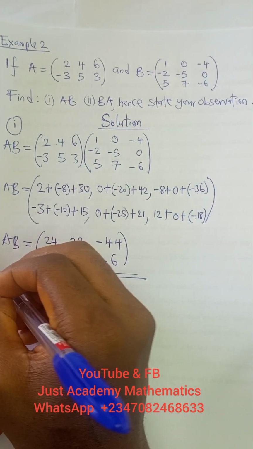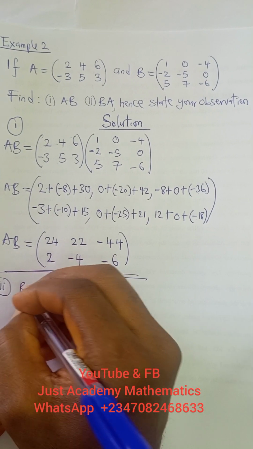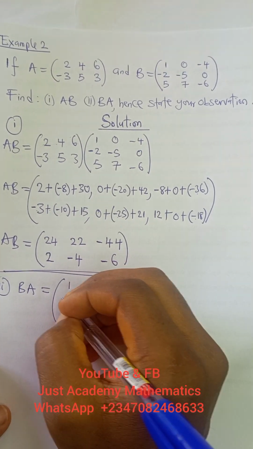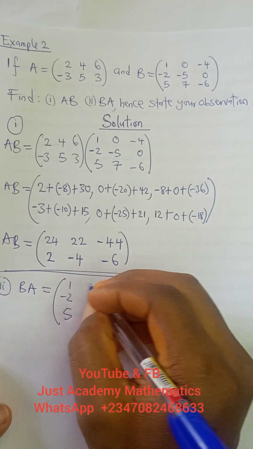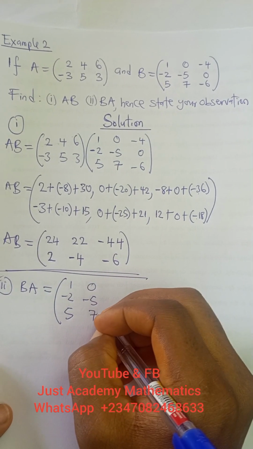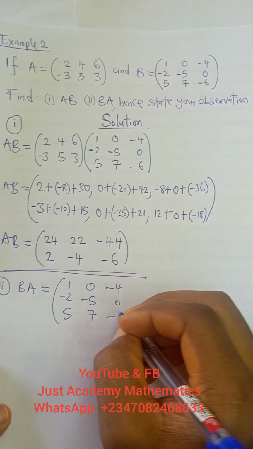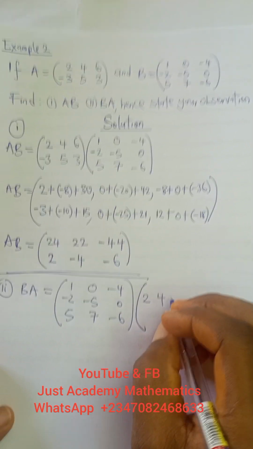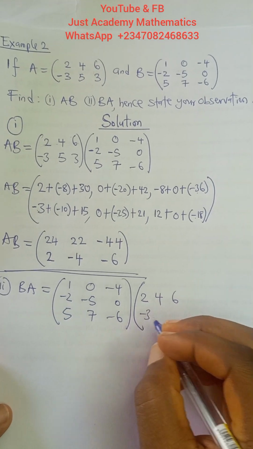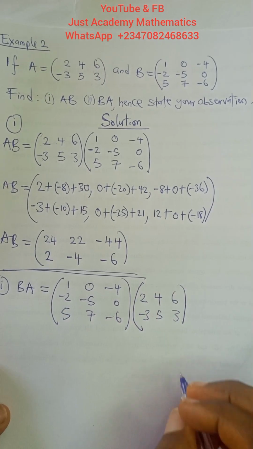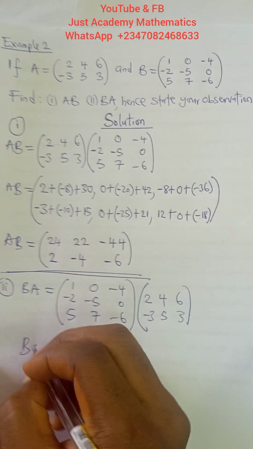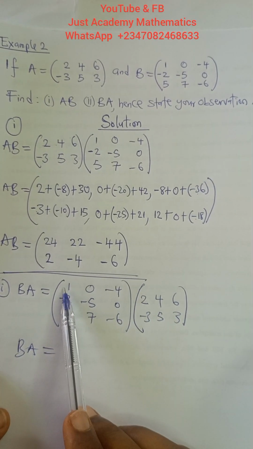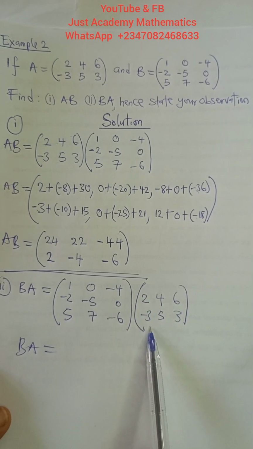Now let's see II. II says that we are to solve for BA. And what is BA? BA means the matrix B, 1 minus 2, 5, 0 minus 5, 7, minus 4, 0 minus 6, times the matrix A, 2, 4, 6, minus 3, 5, 3. Are you getting it now? So let's see if BA can work. Row times column. This is 3 elements here, this is 2 here. So it won't work.